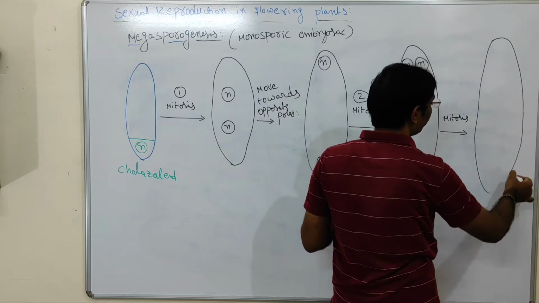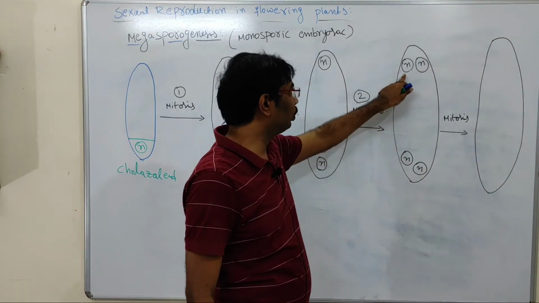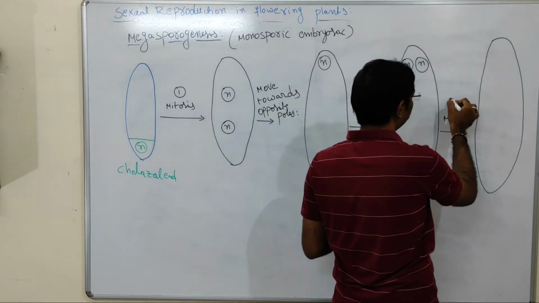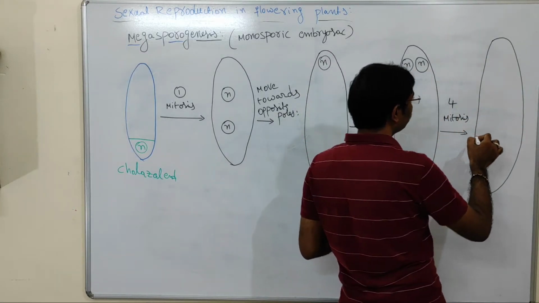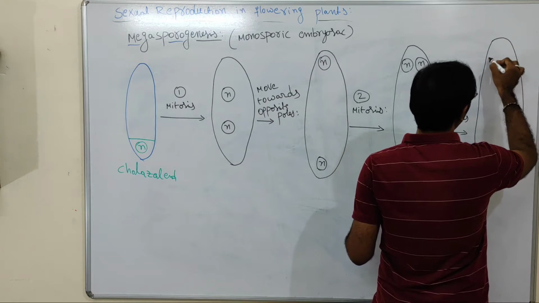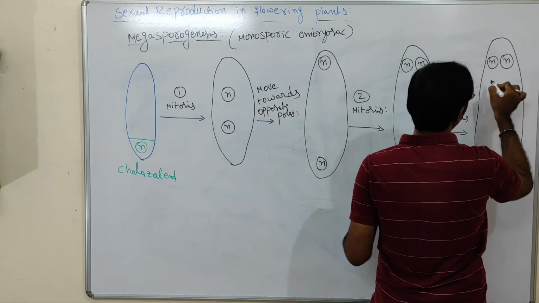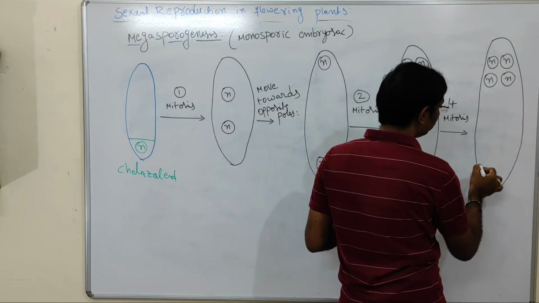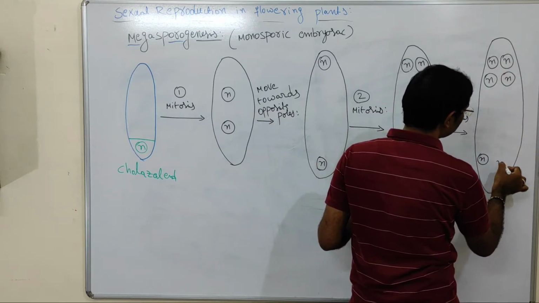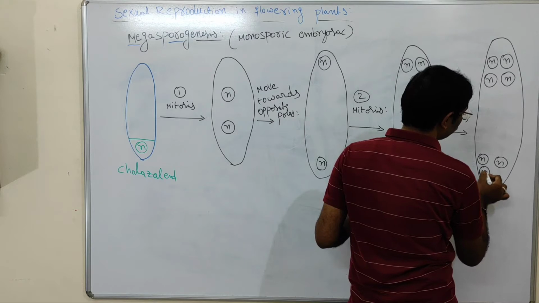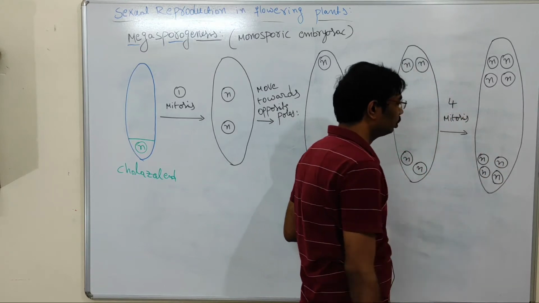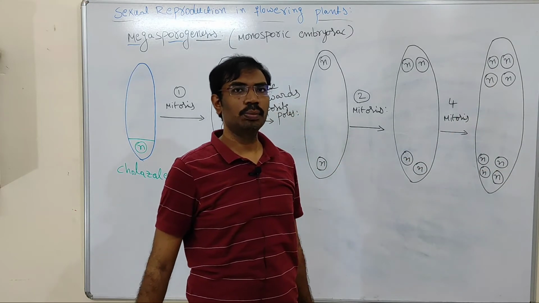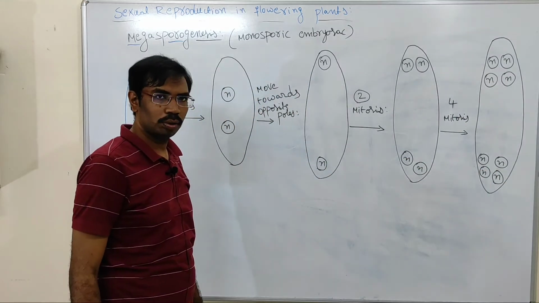Now how many mitotic divisions are required? 4 nuclei are present, so 4 mitoses are required. By the 4 mitoses, this end again creates 4 nuclei. The micropylar end contains 4 nuclei and another 4 nuclei are created towards the chalazal end. So totally 8 nuclei are produced by the process of 4 mitoses.